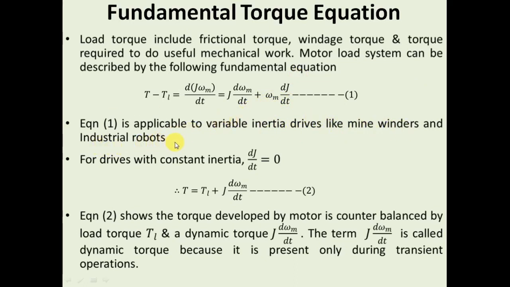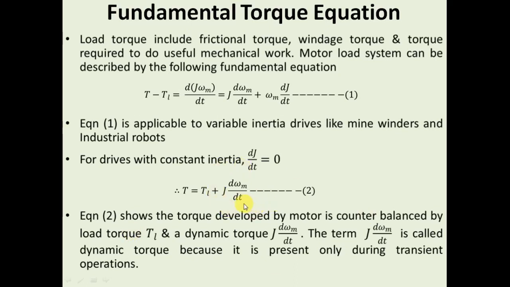You don't need to know about them in detail, but you must keep in mind that this relation 1 is valid only in the case of variable inertia drives, because only in the case of variable inertia drives will the value of J be a variable one. In all other cases the value of J will be a constant one, and this term won't exist there. So considering the case of a constant inertia drive, the value of this particular term becomes 0, and then equation 1 gets modified into this form, which is indicated as equation 2, that is T is equal to TL plus J d omega m by dt. For further analysis we will be using this relation.